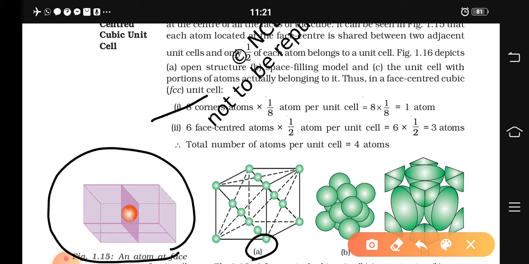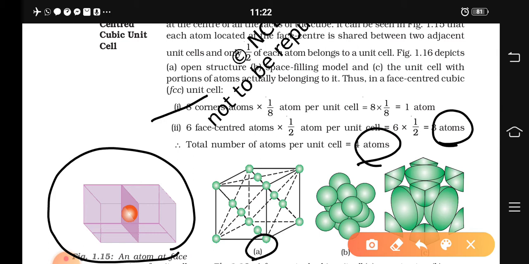So, since one atom contributes half to a particular unit cell, we have 6 face-centered atoms. So 6 face-centered atoms, if each contributes half, then altogether we'll have 3 atoms. So we have 1 corner atom and 3 face-centered atoms. So the total number of atoms is 4 in a face-centered cubic unit cell.